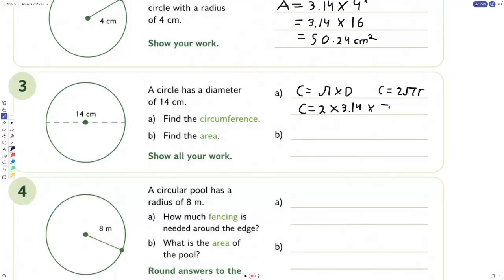So it's going to be 7. All right. So on your calculator or on a piece of paper, let's solve this. 2 times 3.14 times 7. What is that going to give us?